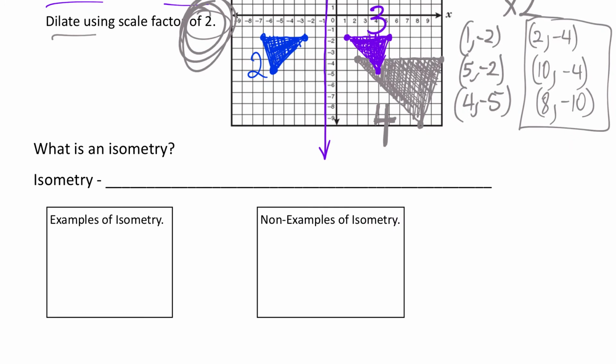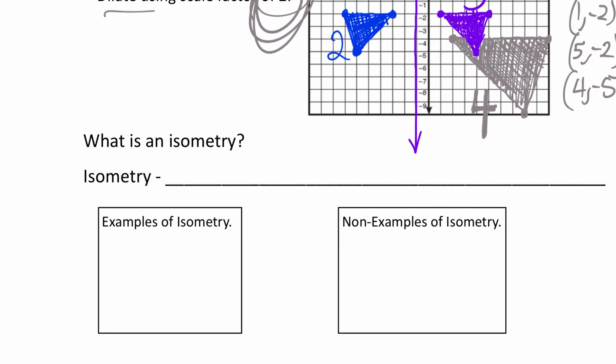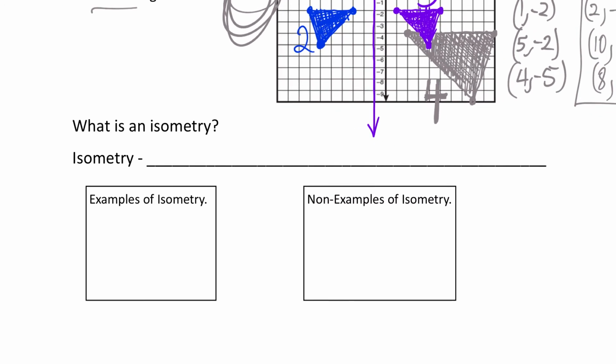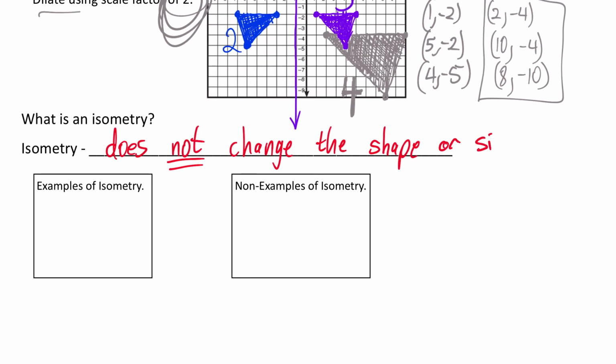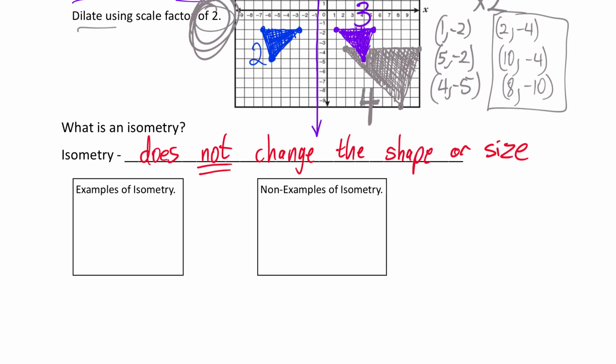Okay, what is an isometry? But remember, we've only talked about this just a little bit. What's an isometry? ISO. Okay, so an isometry is a transformation that does not change the shape or size of a figure.